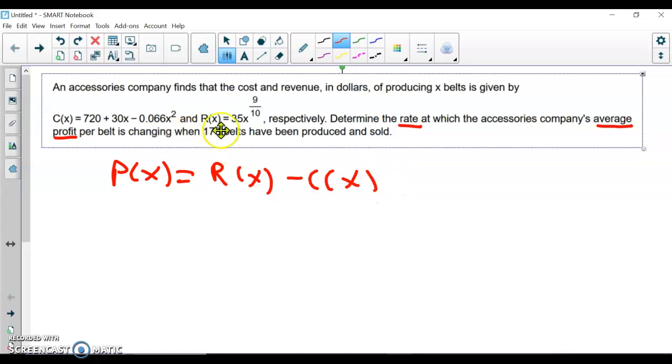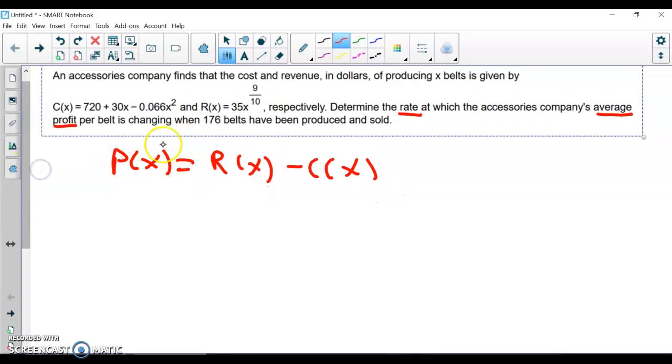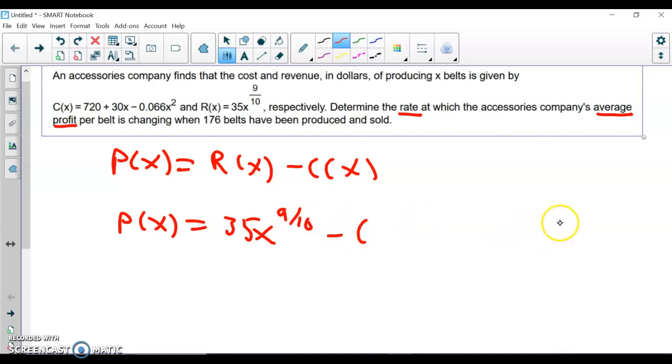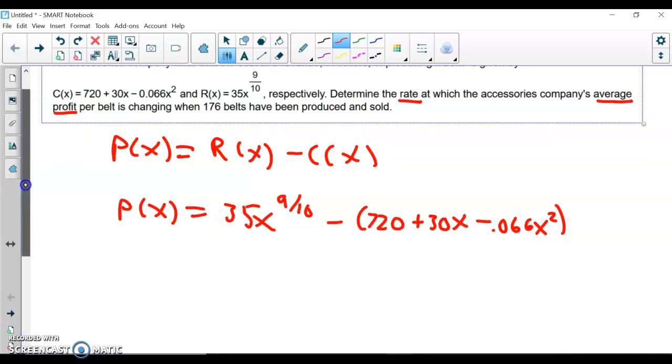Let's start by getting, there's a couple ways you go about it. I think it's easiest to just go ahead and get the profit function, right? And then we'll worry about getting the average. Okay, so the profit function is going to be, let's see, 35x to the 9/10 minus, and we have multiple terms for the cost function, so make sure you use parentheses here or you get your signs wrong. So minus 720 plus 30x minus 0.066x squared. Okay, just double check that looks good.